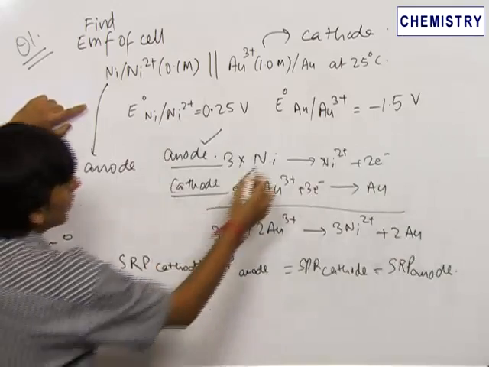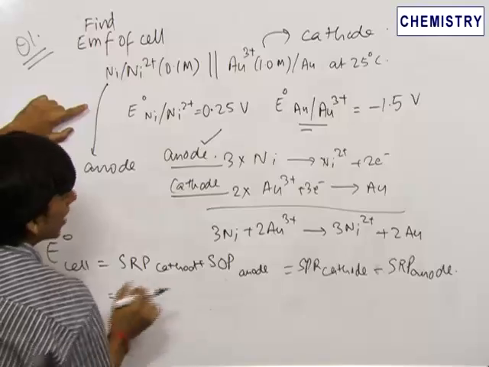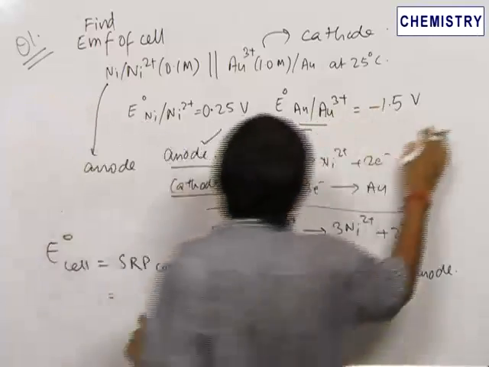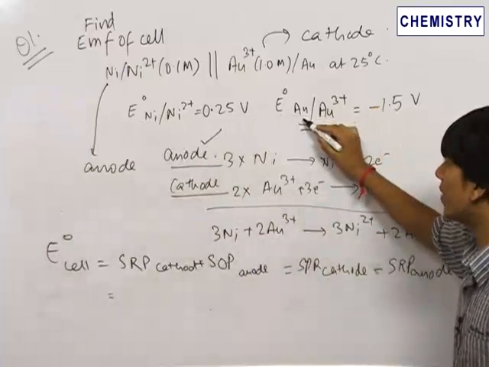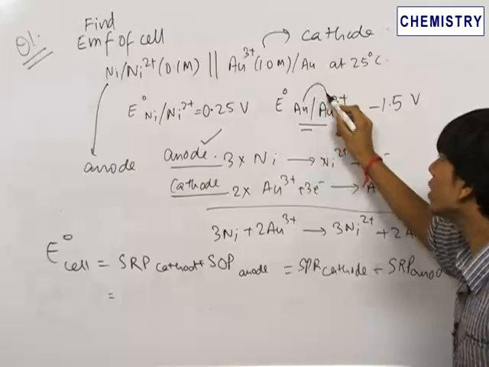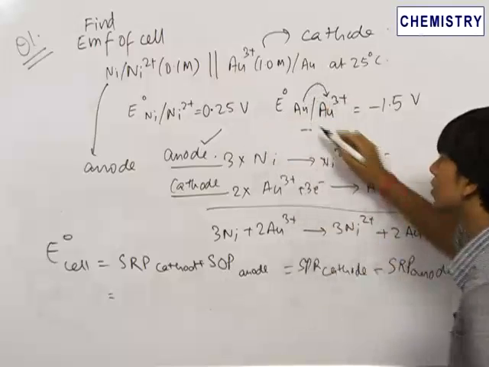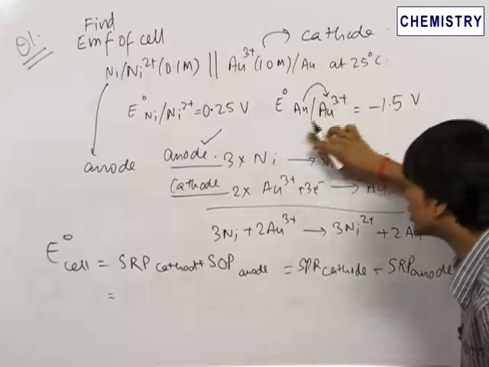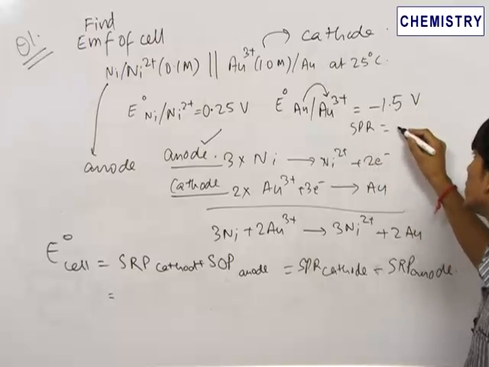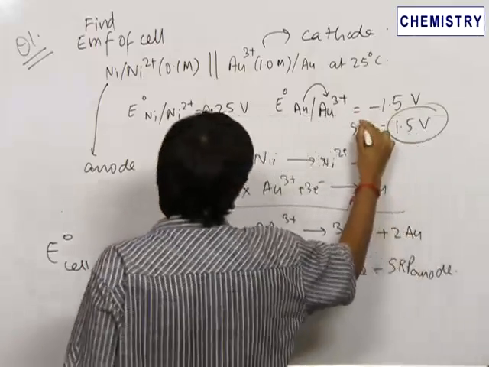We have been given E0 of Au, this is the cathode. So we have to first write SRP of cathode. Au3+ is given to be minus 1.5 electron volt. But always keep in mind, whenever it is given, this E0 is given for the reaction of Au to Au3+, that is from left to right. It is always written in this fashion. Therefore, this is the standard oxidation potential. For finding out the standard reduction potential, this will be equal to minus of minus 1.5, that is equal to 1.5 volt. This is SRP.